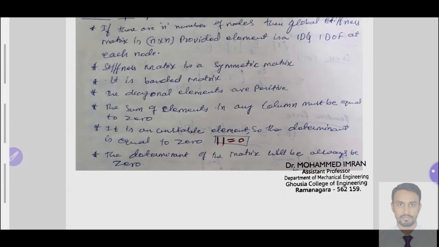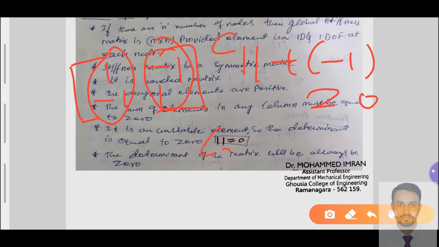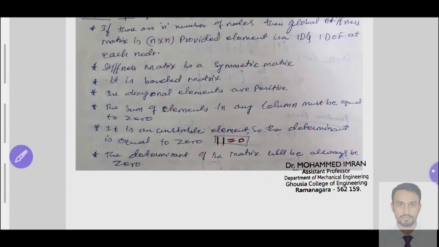The sum of the elements in any column must be equal to 0. What does it indicate? For a bar element we have a 2 cross 2 matrix, 1 minus 1 minus 1 1. So the generalized matrix is this one. When you add these two values they are equal to 0. 1 plus minus 1 is equal to 0 with respect to column number 1. Column number 2, minus 1 plus 1, which is equal to 0. So the sum with respect to each column is equal to 0.